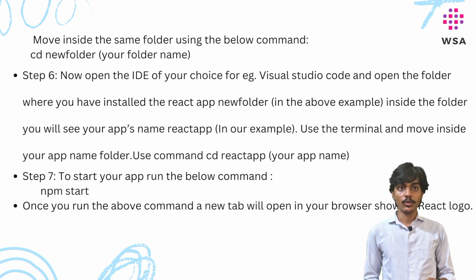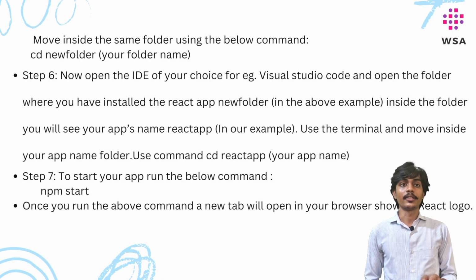And now step 7, to start your app, run the below command: npm start. When we run npm start, it will automatically install whole packages, modules and vulnerabilities. Once you run the above command, a new tab will open in the browser showing the React logo. If it is not showing the logo, it means it is not completely installed. If it is showing the logo, then you can confirm it is completely installed.